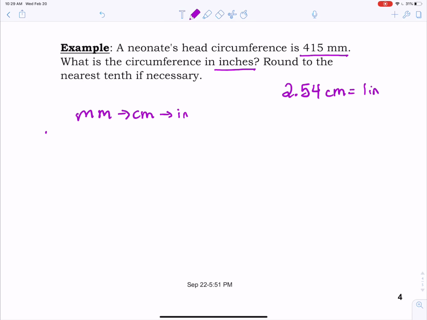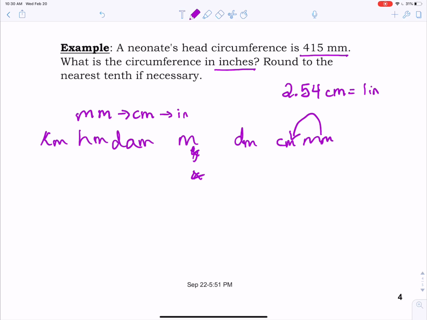So if we think about our King Henry died Monday drinking chocolate milk, I know we're measuring meters, so I want M's after everything. And we could say I've got 415 millimeters, and I want to go backwards to centimeters. That tells me that I need to take that 415, my decimal point at the end, and go 1 space to the left. So I have 41.5 centimeters.